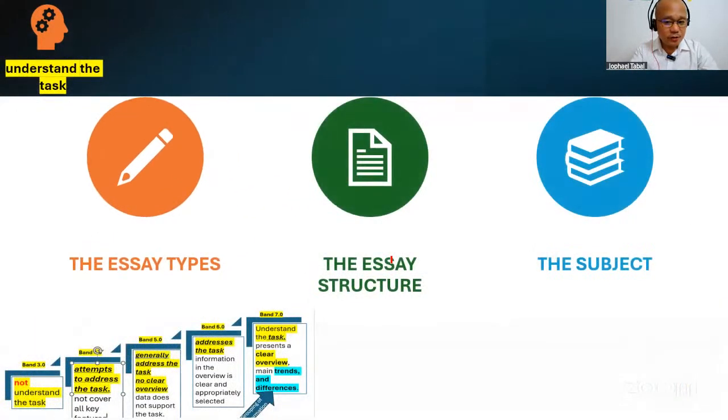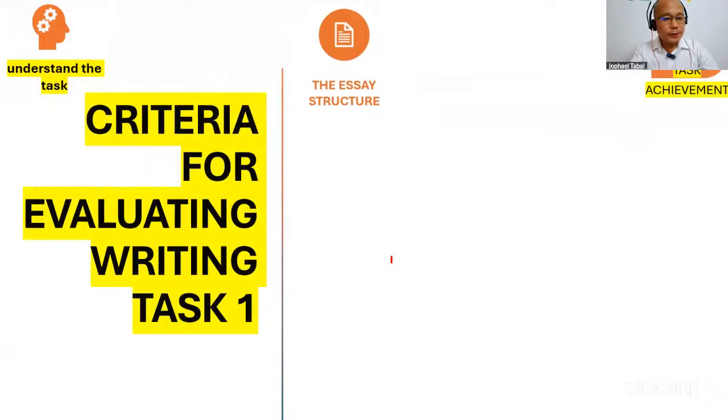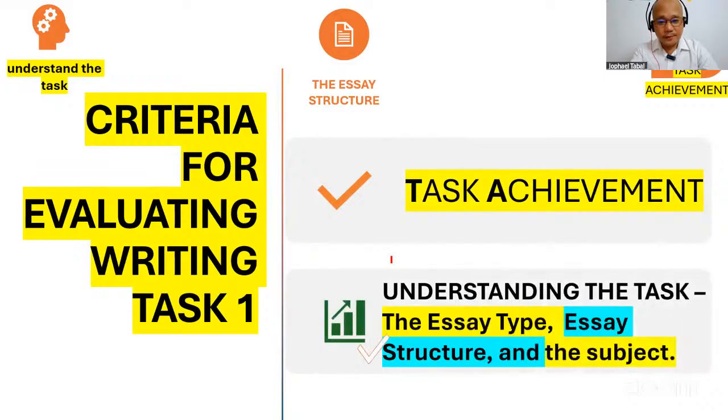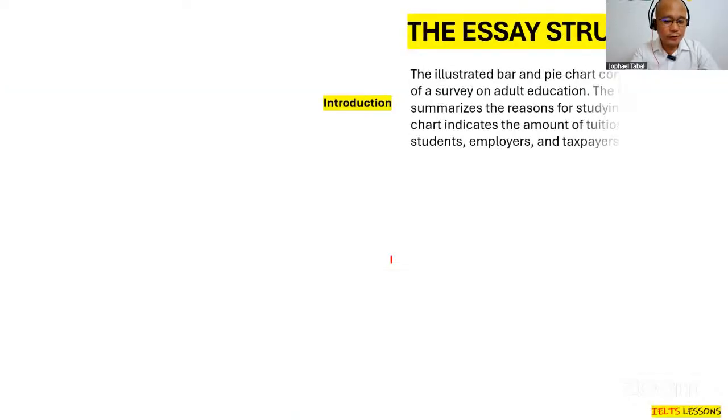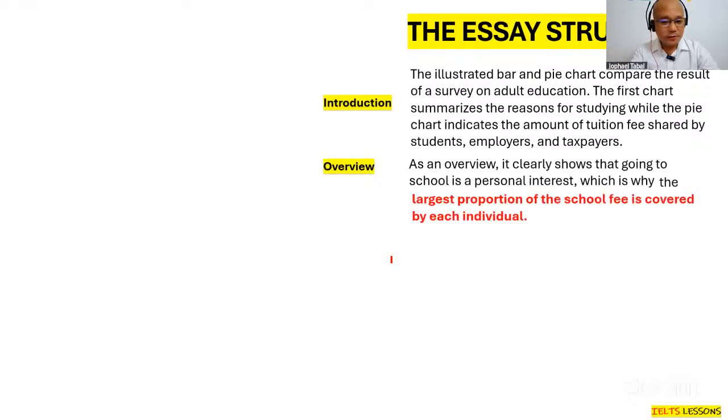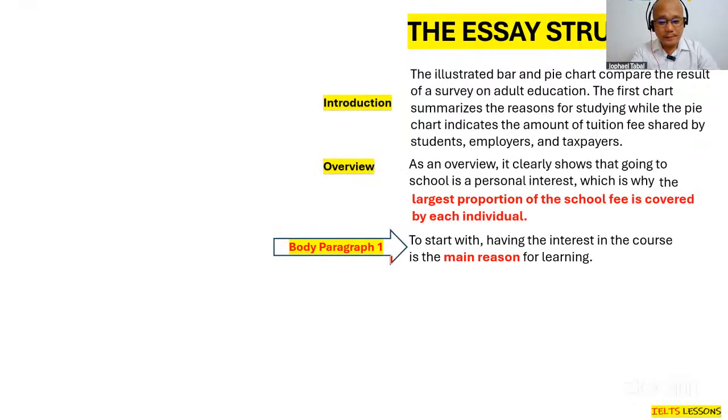Now for the essay structure, there are 2 essay structures. The most common one is this one. This is the most common essay structure. It has an introduction, followed by a clear overview, and followed by 2 body paragraphs, 1 or 2 body paragraphs.